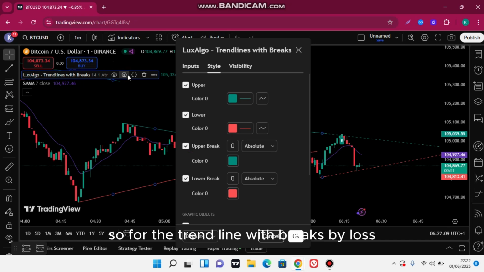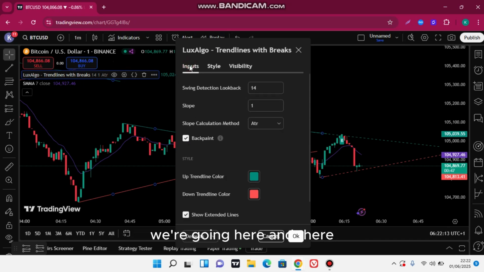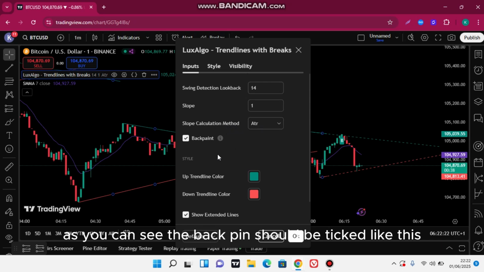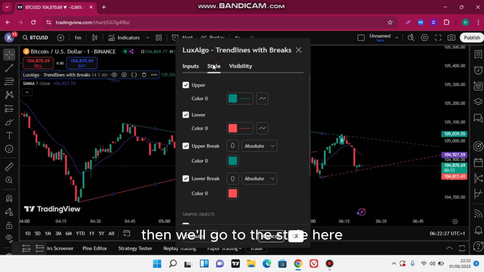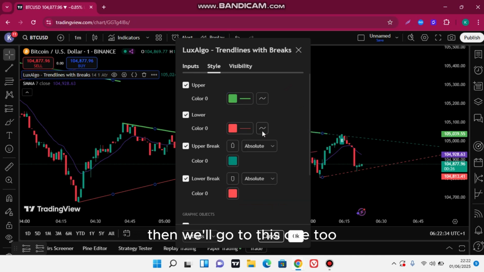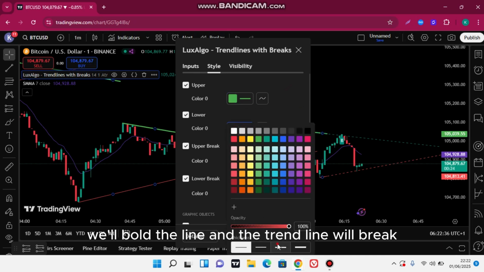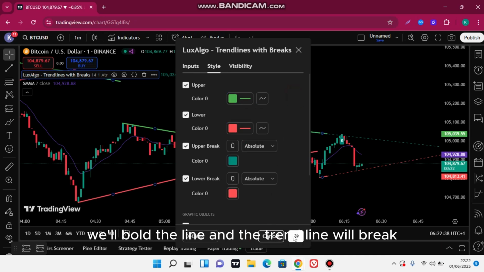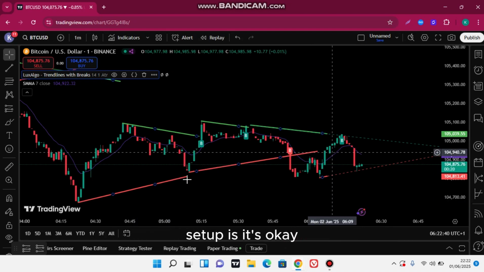So for the trend line with breaks by LuxAlgo, just need a little bit of tweaking here and there. This 14 for the swing detection look back should be left the same. The slope should be 1. Slope calculation method should be ATR, as you can see. The backpaint should be ticked like this. Then we'll go to the style. Here we would make this green, and then we'll bold the line. Then we'll go to this one too, we'll bold the line, and the trend line with breaks setup is okay.